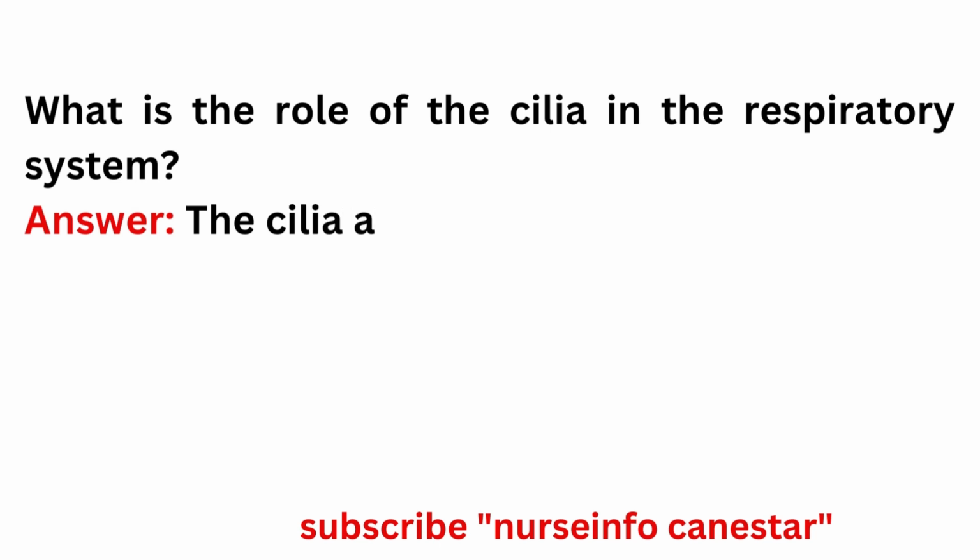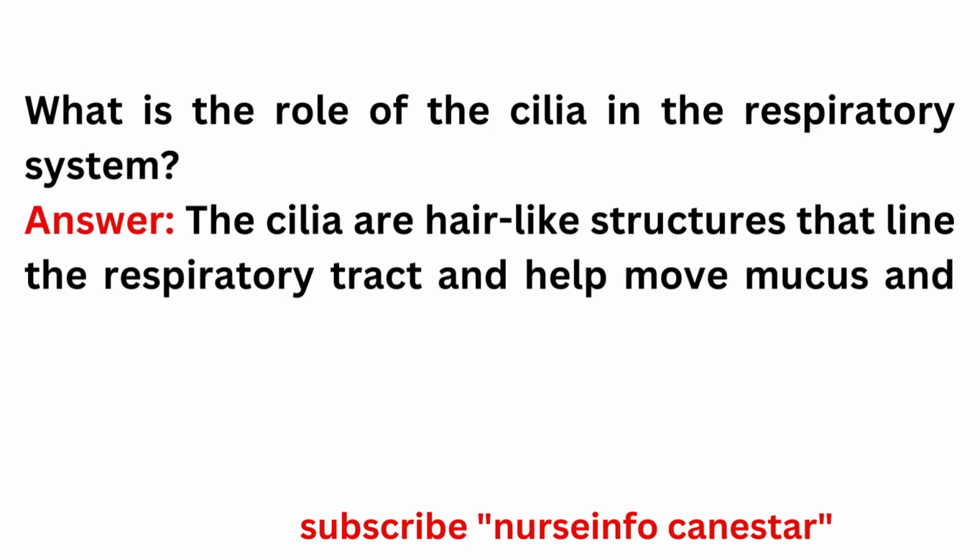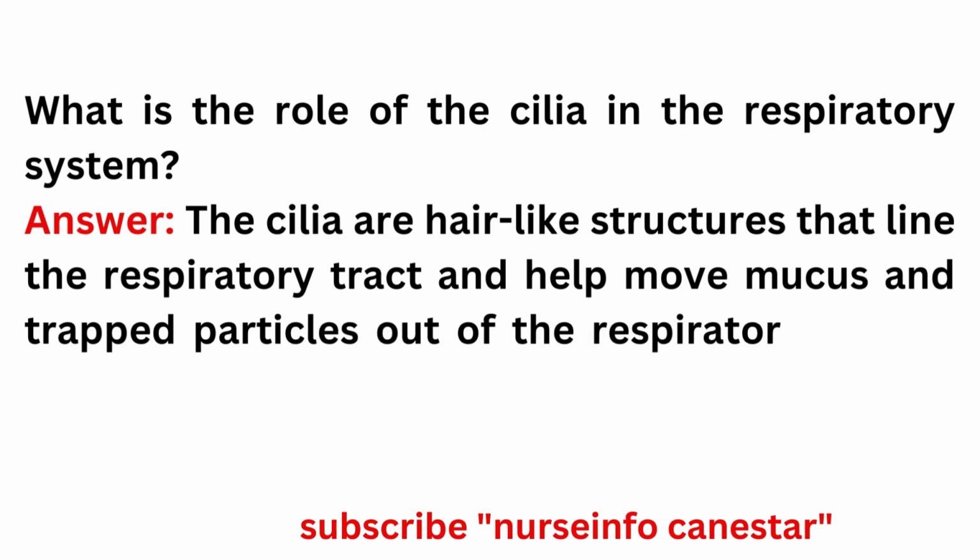What is the role of the cilia in the respiratory system? Answer: the cilia are hair-like structures that line the respiratory tract and help move mucus and trapped particles out of the respiratory system through coordinated beating motions.